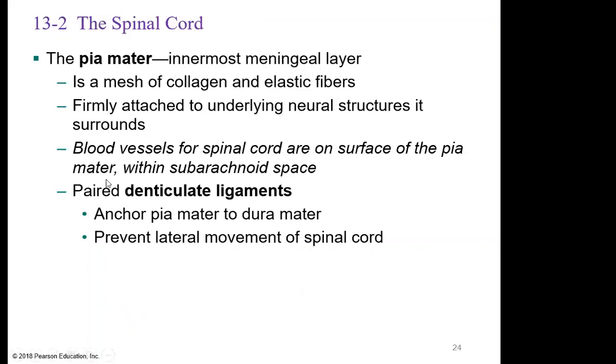And then pia mater, as I already said, that is going to be your extension to your filum terminale, as well as your denticulate ligaments that help kind of hold that spinal cord in place so that it does not move. Okay, and remember the blood vessels are on the surface of the pia mater within the brain and the spinal cord.